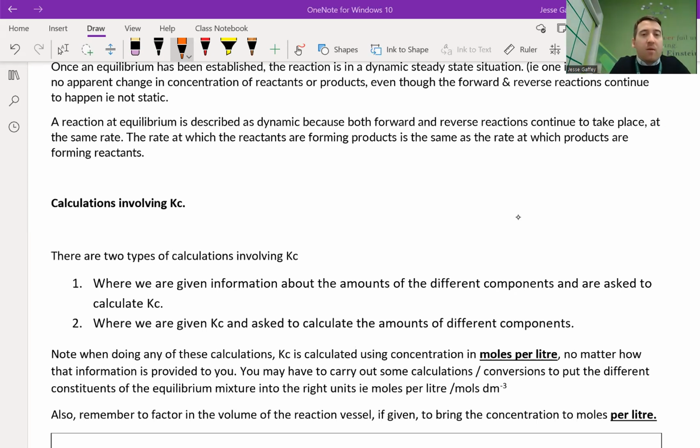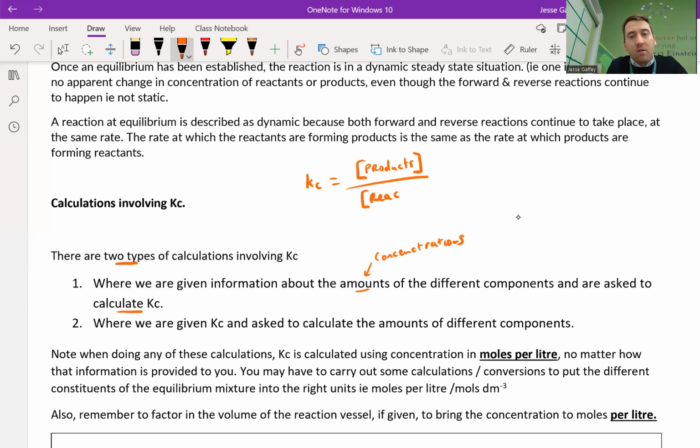Okay, so what types of problems do we get with Kc calculations? There are two main types. The first one is we're given information about the amounts or the concentrations of the reactants and the products. And from there, we're asked to calculate the value of Kc. In other words, Kc, we know in general, is the concentration of the products over the concentration of the reactants, and that gives us some constant number. So in that case, this is what we're trying to find.